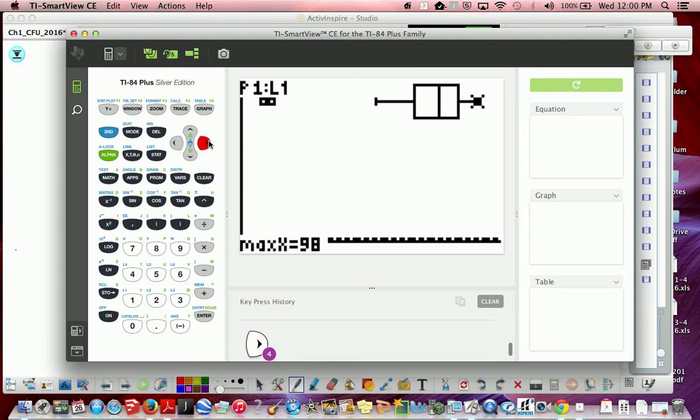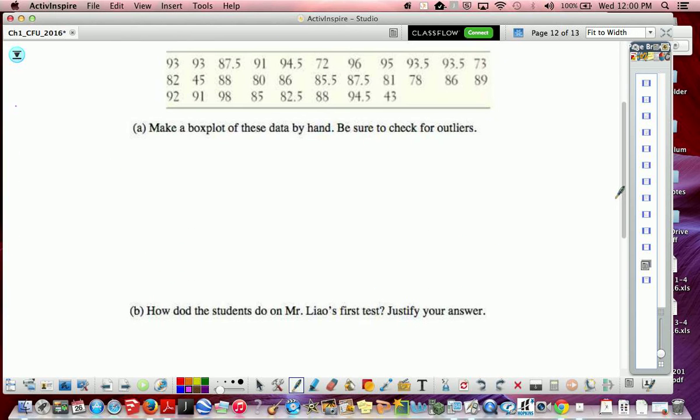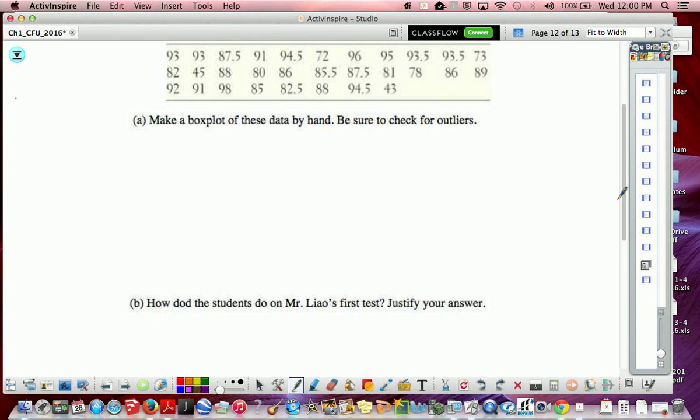So now I'm going to use my calculator. I'm going to go back to my page here, and I'm going to draw the actual sketch with all my values noted there. Okay? So now, again, I use a number line. My scores were going from 40 all the way to almost 100. So I go 40, 50, 60, 70, 80, 90, 100. Again, we're talking test scores.